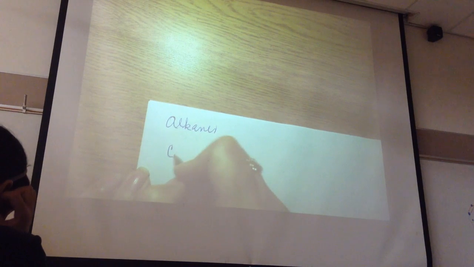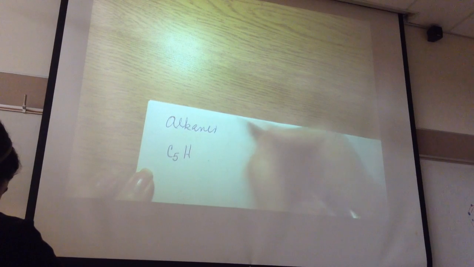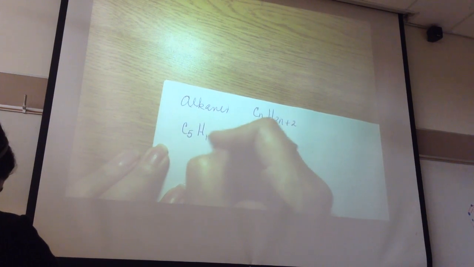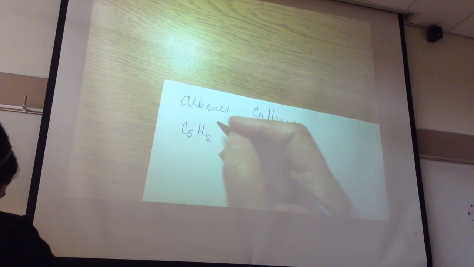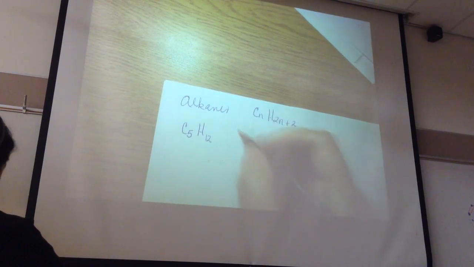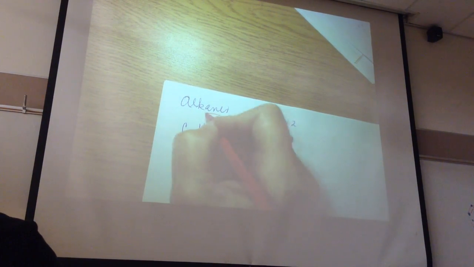We have now C5H. How many hydrogens? CnH2n+2. How many hydrogens? 12. Now we're back to geometry. A five-sided figure was a pentagon. So this one ends in -ane. This is a pentane. It's an alkane. All alkanes end in -ane.